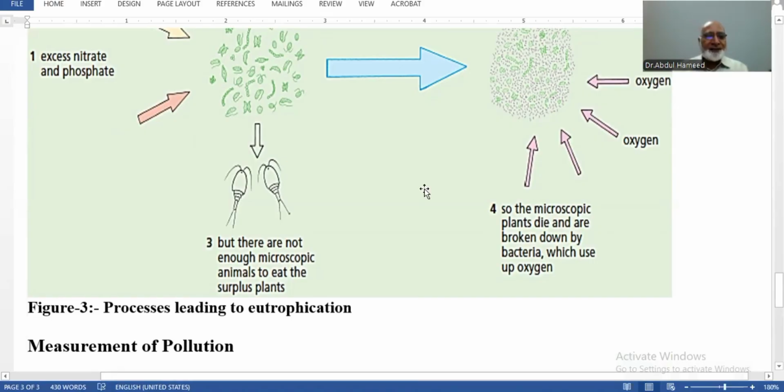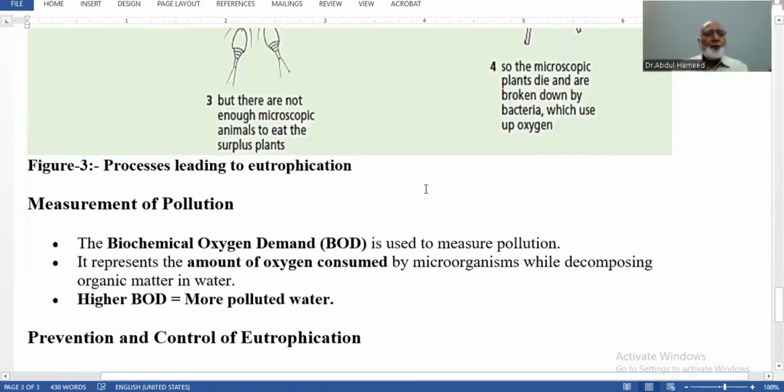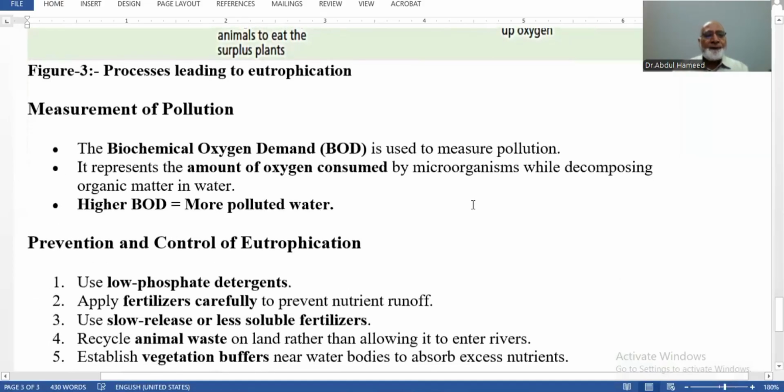and other insects. So how to measure the pollution? The biochemical oxygen demand, BOD, is used to measure pollution level in water bodies. It represents the amount of oxygen consumed by microorganisms while decomposing organic matter in water. For example, higher BOD means more polluted water. So how to prevent and control the eutrophication process?